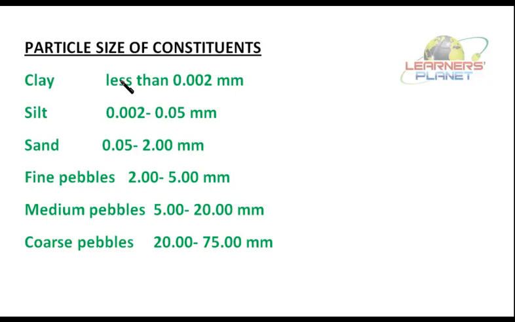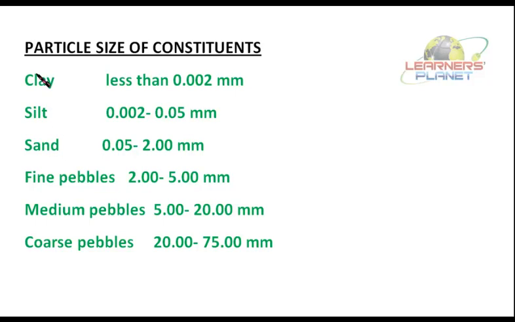So these are the particle size of constituents of soil. First is the clay, which has less than 0.002 millimeter or mm. Then comes silt, 0.002 to 0.05 mm. Sand has a size of 0.05 to 2 mm. Fine pebbles are 2 to 5 mm. Medium pebbles are 5 to 20 mm. And coarse pebbles are 20 to 75 mm.